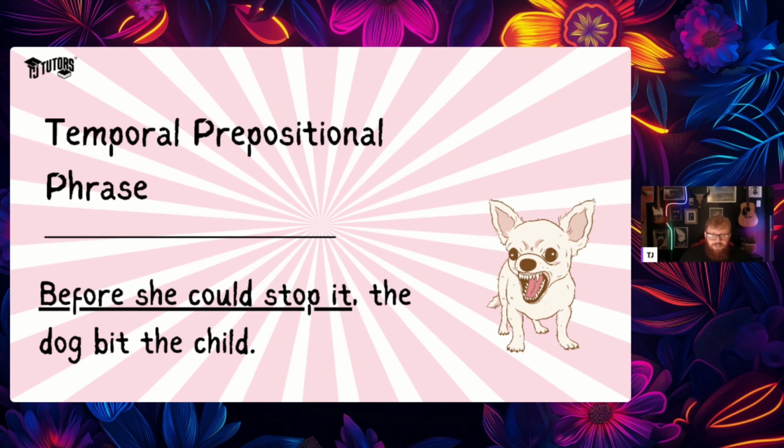Excellent. Right, now our next technique is a temporal prepositional phrase, so time. So before she could stop it, comma, the dog bit the child. So before, during, whilst, these different types of words are temporal prepositions. Try and make sure that you're putting a prepositional phrase with the temporal preposition at the beginning of the sentence, followed by the comma, then the main clause.